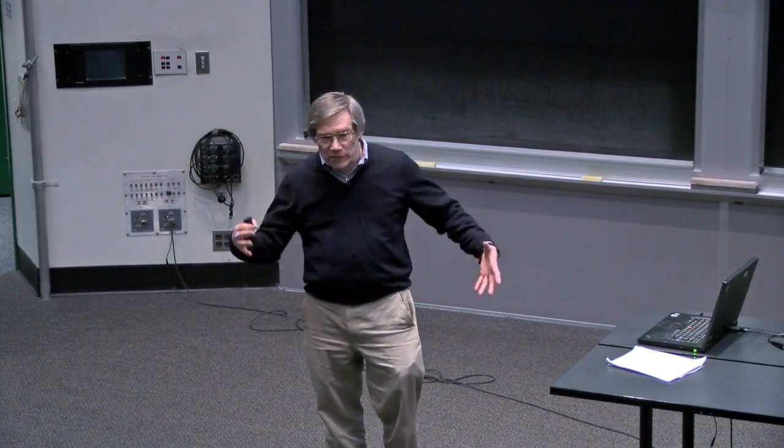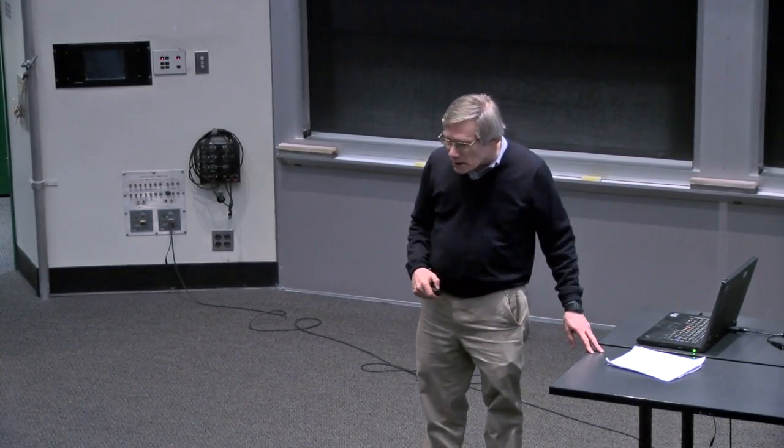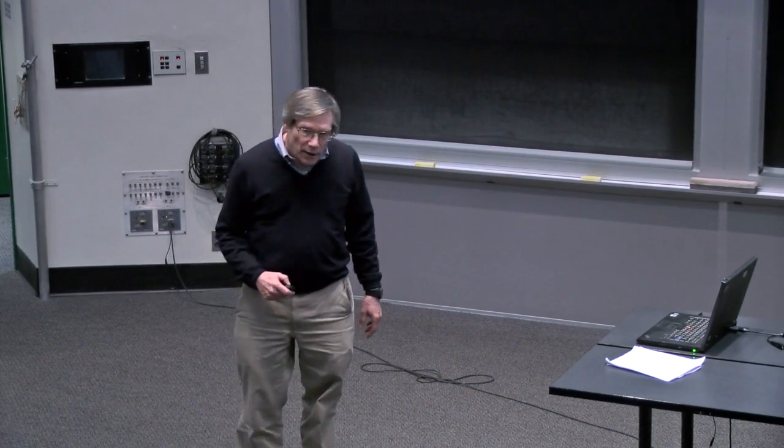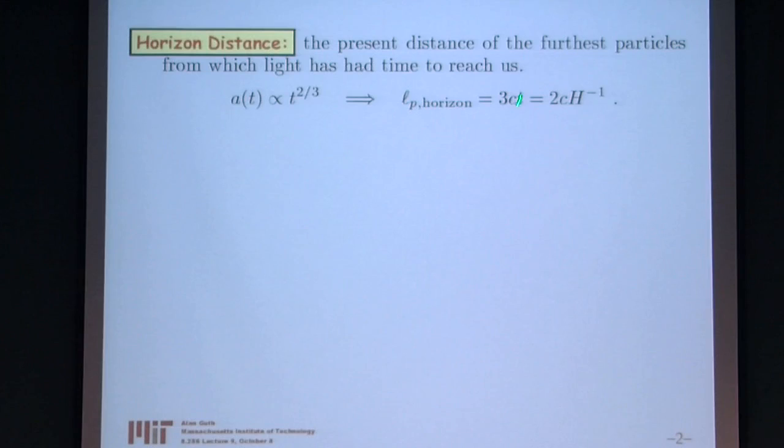And that means that everything was closer together in the early time, and the light can make more progress at the early time. And then these objects have since moved out to much larger distances. So that allows the horizon distance to be larger than ct. And in this particular model, it's 3 times ct.